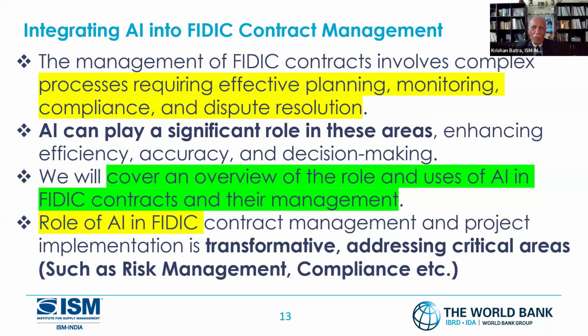How do I manage them? What is the impact of one activity on another? If one is delayed, how does it affect the other one? Those processes are very cumbersome and time consuming. So for planning, for monitoring, for compliance, and even for dispute, this is where AI can help us. AI can play a significant role in these areas: efficiency, accuracy, and decision making.